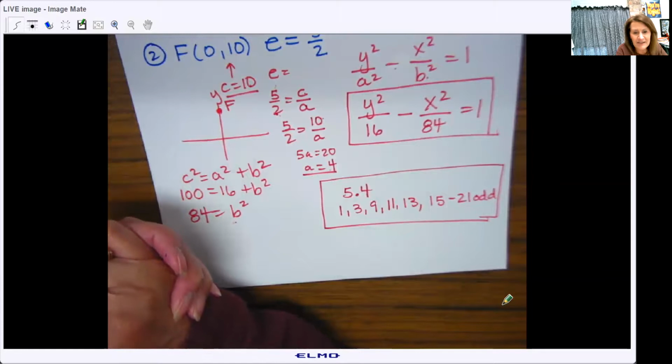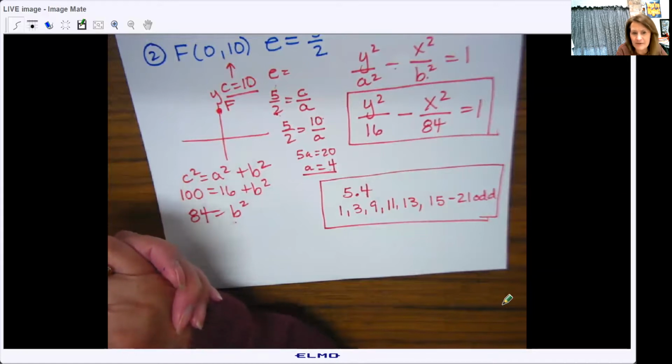Hope you had some fun with these hyperbolas, and that finishes our chapter 5, where everything is centered at the origin (0, 0). In chapter 6, we're going to start sliding it, rotating it off of the origin, and we're going to have some fun with those.